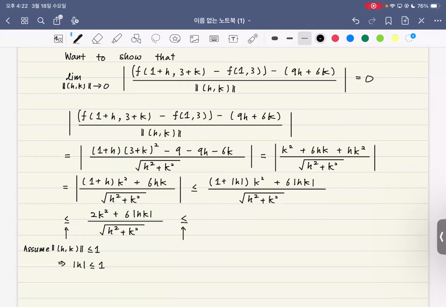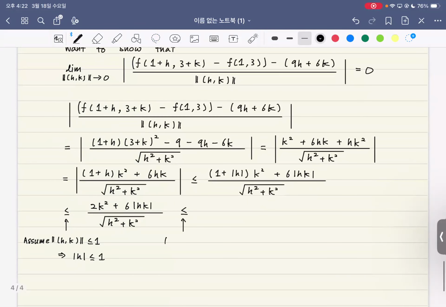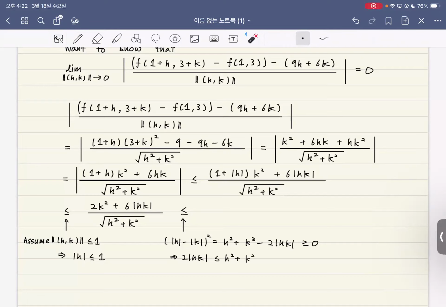I'm gonna do this. (h minus k) everything squared is h squared plus k squared minus 2 times hk. And this is clearly greater than or equal to 0. And this implies 2 times hk is less than or equal to h squared plus k squared, right? So therefore, 6 times hk is less than or equal to 3 times (h squared plus k squared).